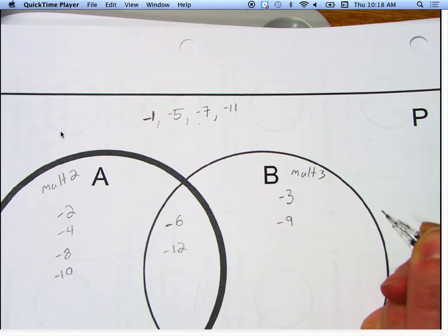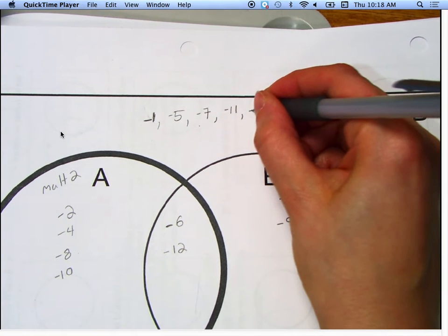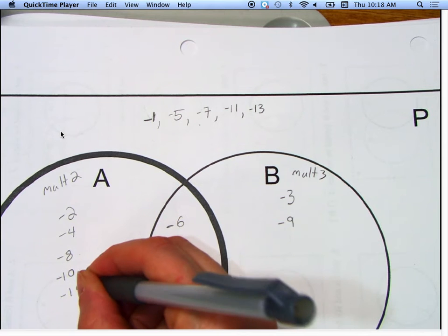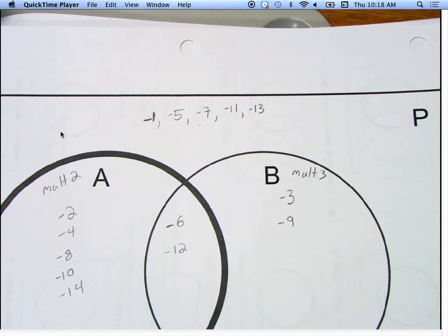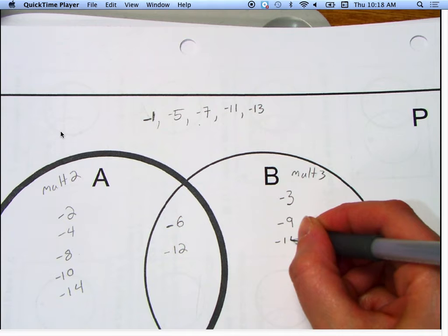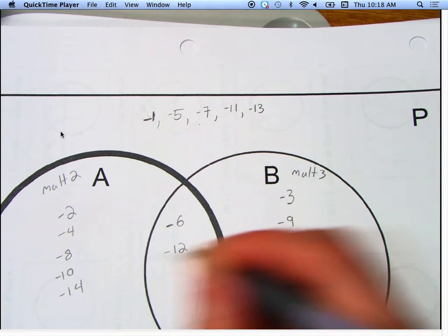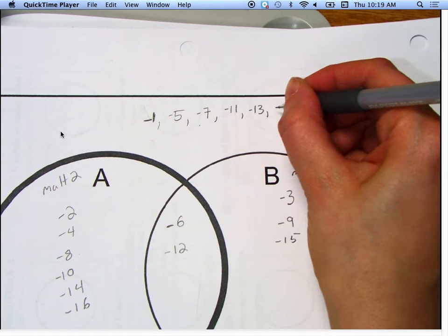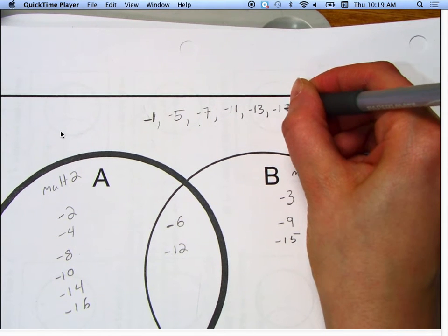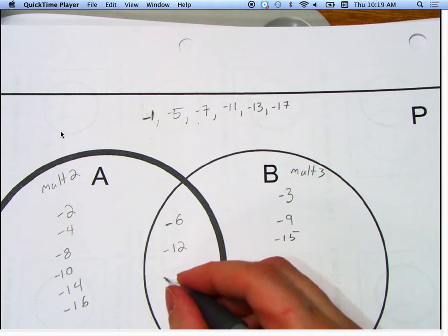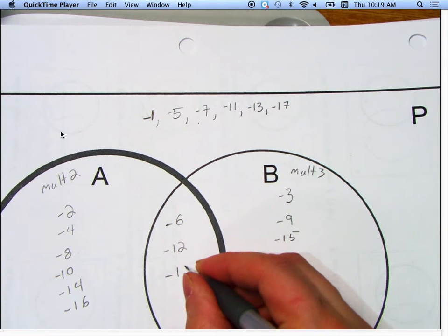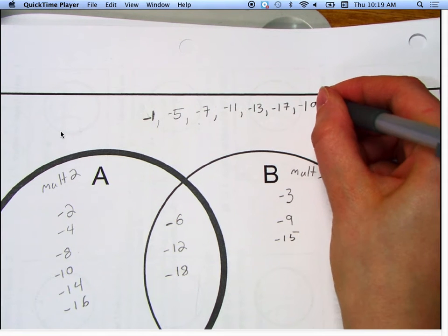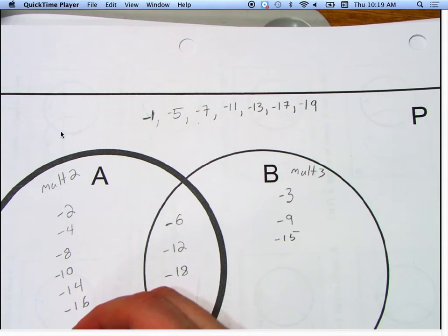What number? 20. -13 is out here. -14 is a multiple of 2. -15 is a multiple of 3. -16 is over here in multiples of 2. -17 is out here. -18 is both. -19 is out here. And -20 is a multiple of 2.